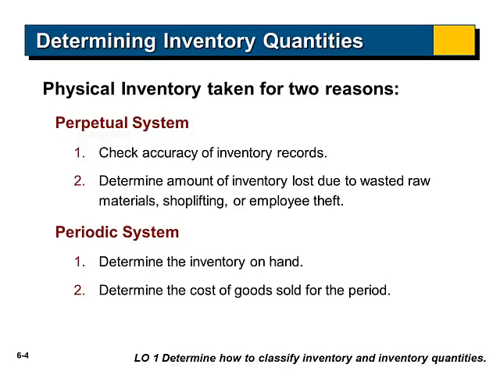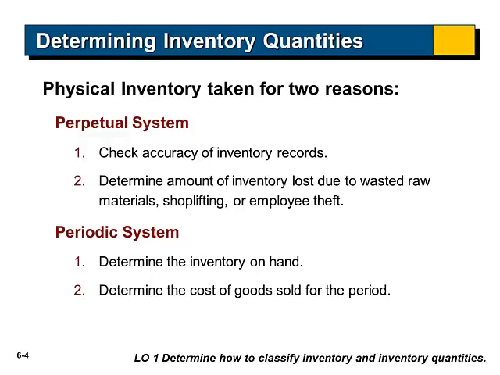It also helps determine the amount of inventory that might be lost due to wasted raw materials or shoplifting or theft or any damage that might occur in the warehouse. So if there's a difference, if your records say that you should have 10 million Coke bottles and you go out and you count 9 million Coke bottles in your warehouse, you know that your records are off, but perhaps that's due to theft or to damage or something like that, and you can adjust your records.